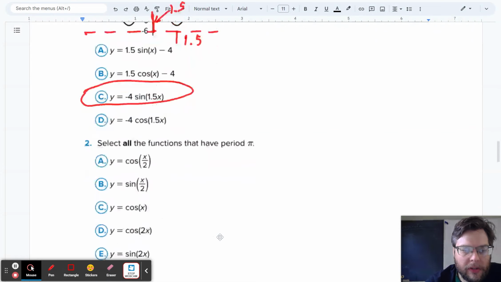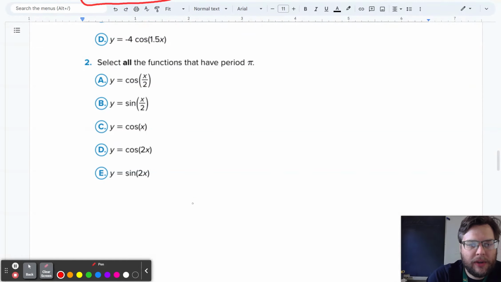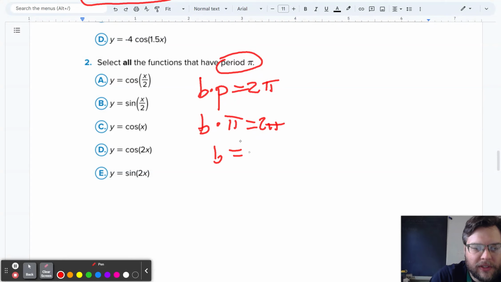All right, select all the functions that have a period of pi. Now, a period of pi, what does that mean? That means that, remember earlier we were doing like whatever number was inside the function times pi, the period equals 2 pi. Here, we're going to do our b value times pi equals 2 pi. That means our b value is just equal to 2.